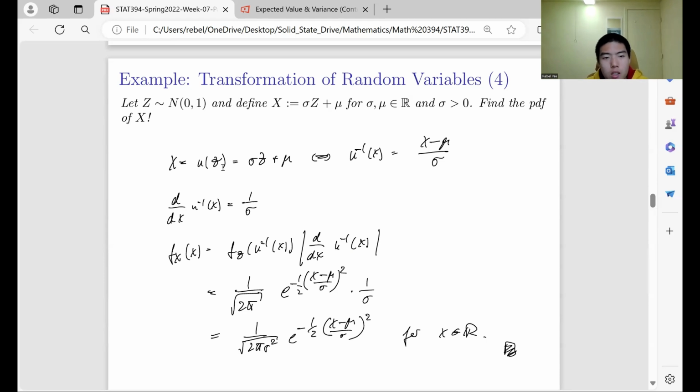So first compute x equals sigma z plus mu. This is very simple, we just get the result from here. And we want to define the function of transformation u on z. So it's like times sigma and plus mu. So u inverse becomes this one. It's just like you put in the z on one side and compute what x makes z.